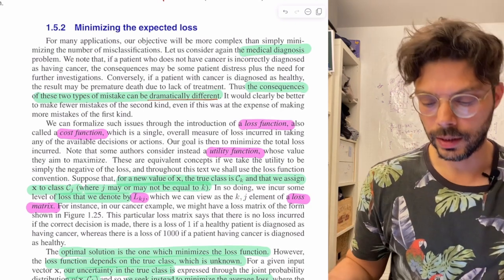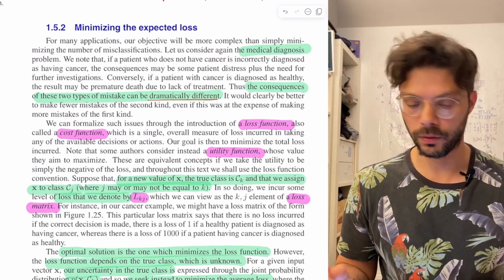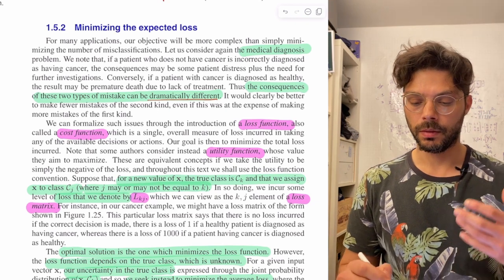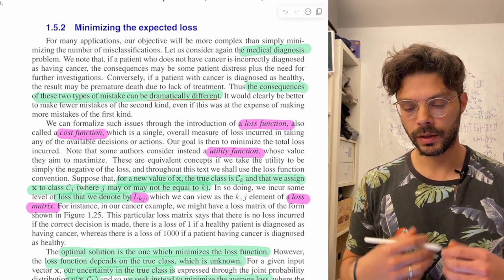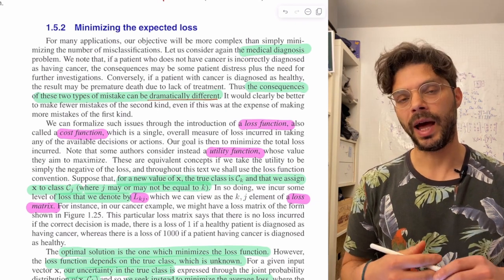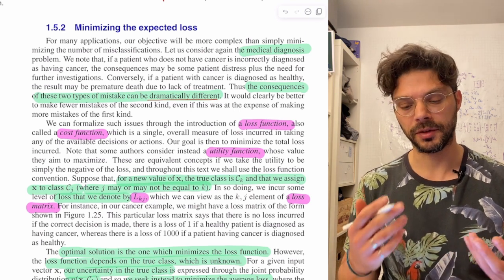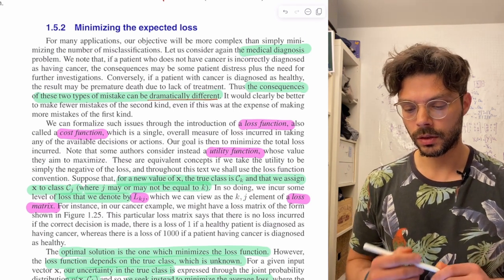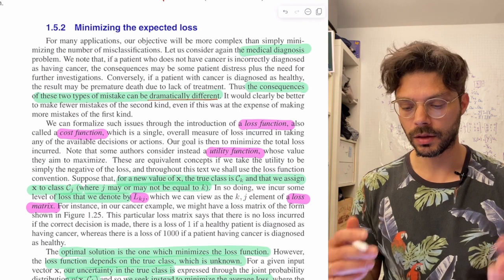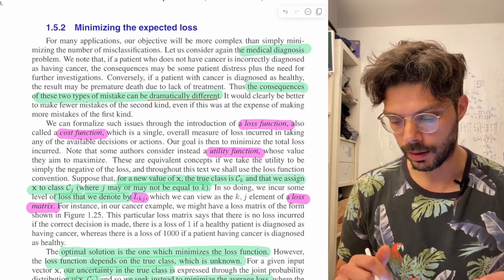Okay, so we're going to be talking today about the next type of goal that we might have when we're trying to optimize our decisions, which is minimizing the expected loss. So when does that come up?